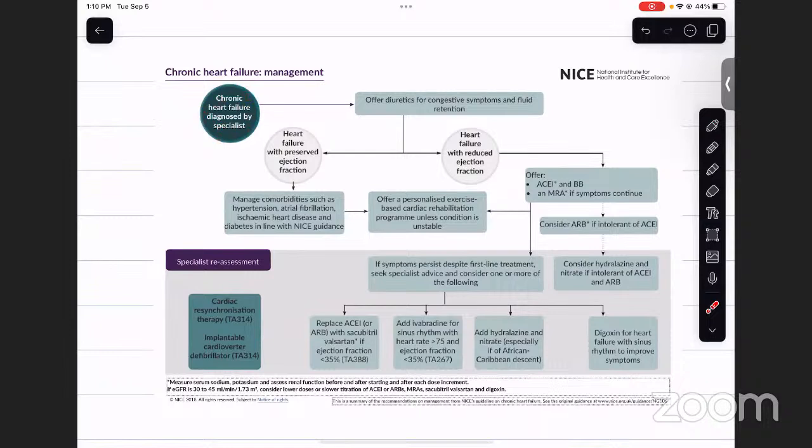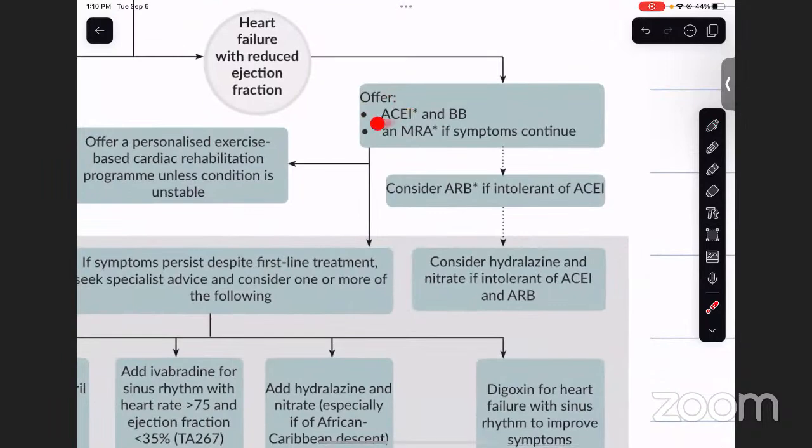If there is a scenario or question associated with heart failure management, there is a step-by-step approach. Offer diuretics for congestive symptoms and fluid retention. Then these are the mortality benefit drugs for heart failure with reduced ejection fraction. Here, we must give ACEI and beta blockers. If symptoms are poorly controlled after ACEI and beta blocker at the maximum tolerated dose, we must add mineralocorticoid receptor antagonists like aldosterone antagonists.